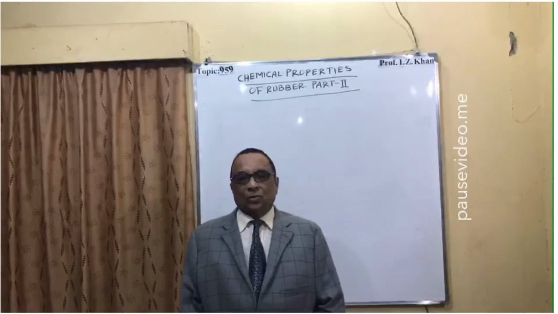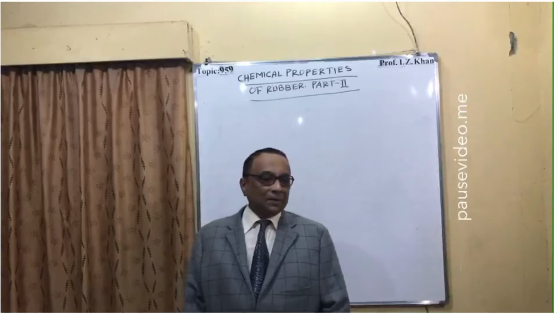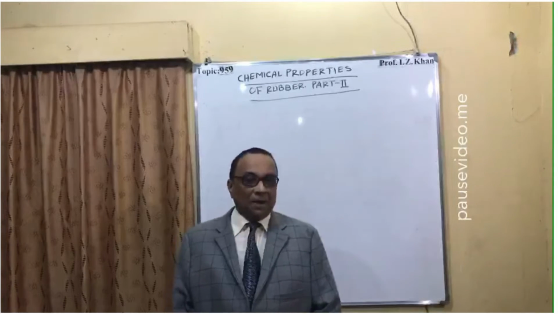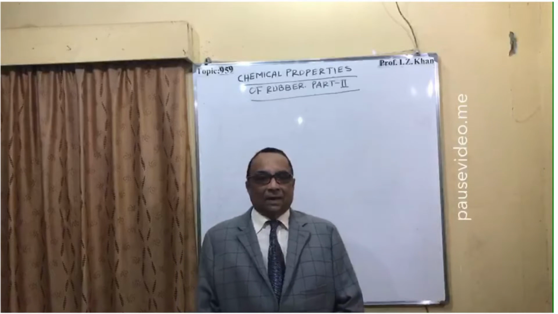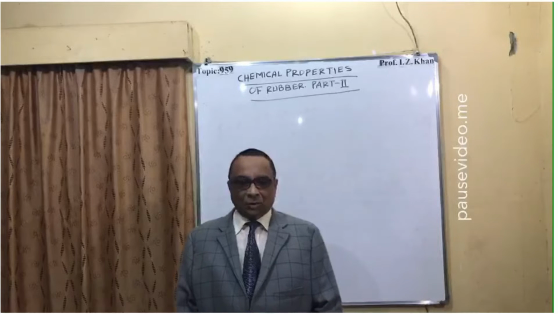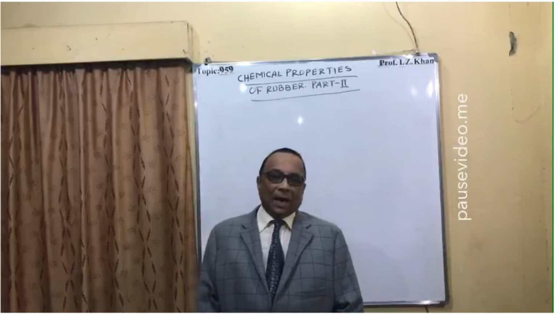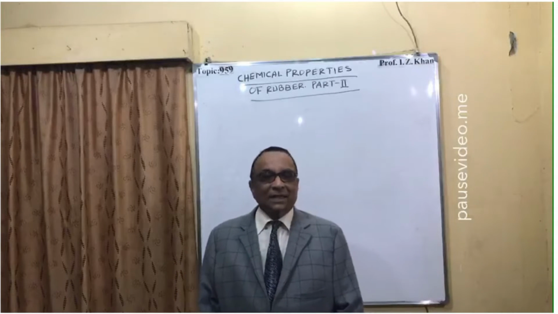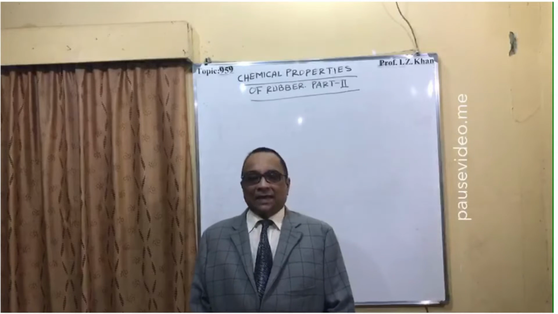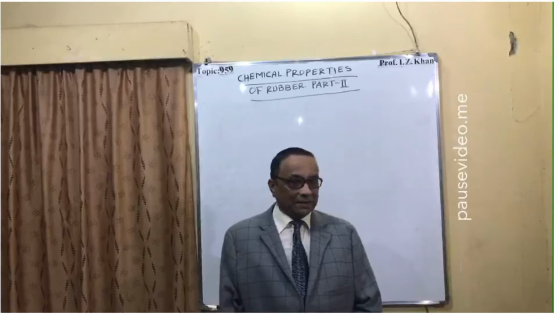Here in part 2, this chemical property is mainly discussed to determine the formation of the isoprene polymer and how to prove that these isoprene units, that is C5H8, are arranged in head and tail fashion.